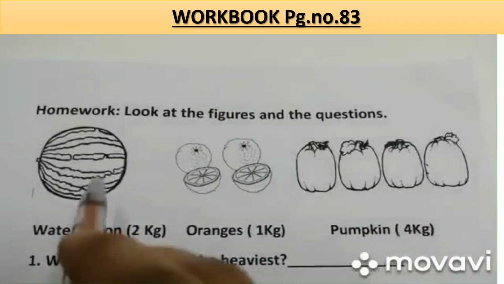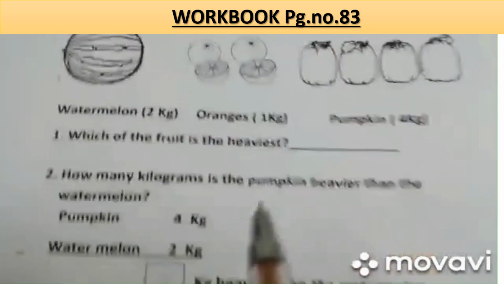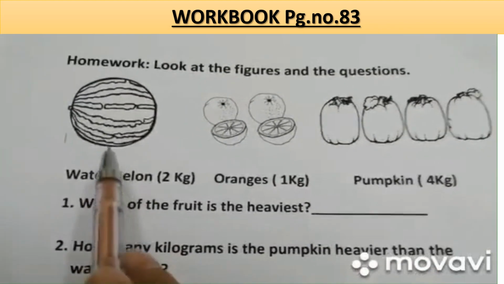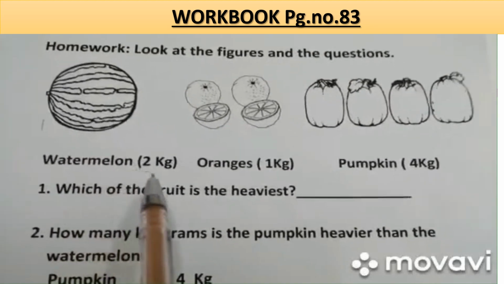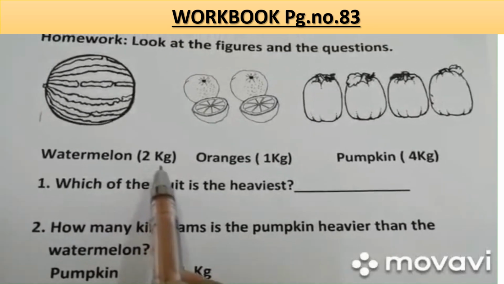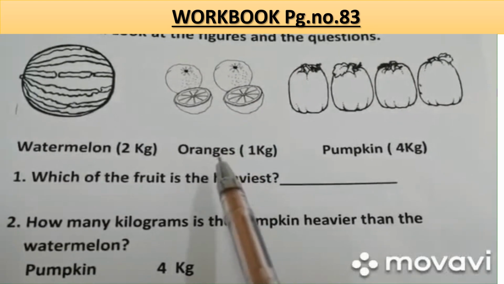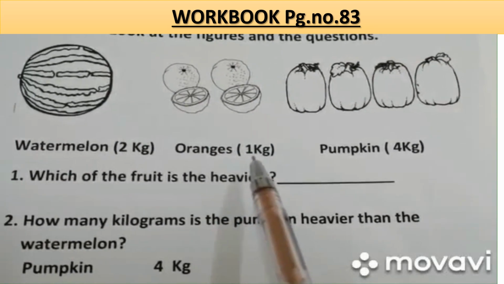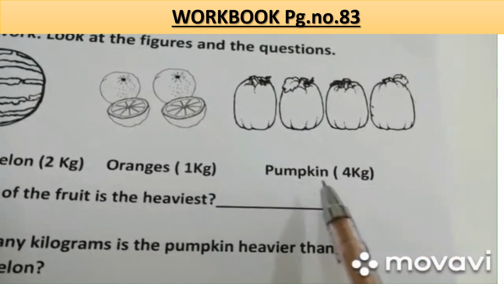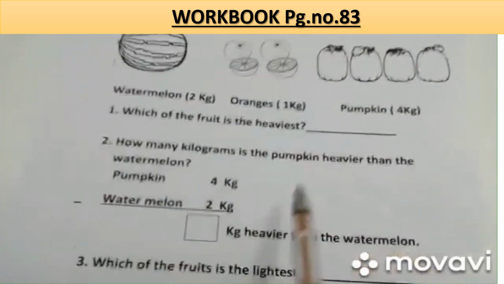See, look at the figures and the questions. There are some figures drawn on the top of the page and some questions are here. So we have to solve these questions. Let us start. What is this? This is watermelon. What is the weight for watermelon? 2 kg, 2 kilograms. Okay. Now, what is the second one here? Oranges. What is the weight for the oranges? 1 kg. Okay. Next one. What is the next one? Tell me. Yes, pumpkin. What is the weight for pumpkin? 4 kg. Okay. So we will solve now these questions.